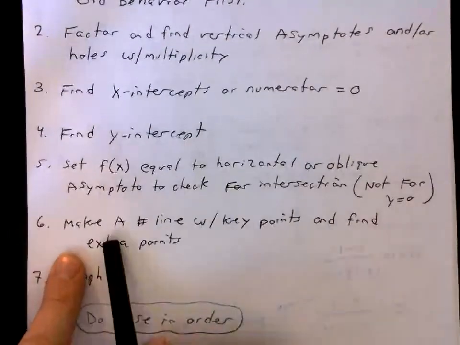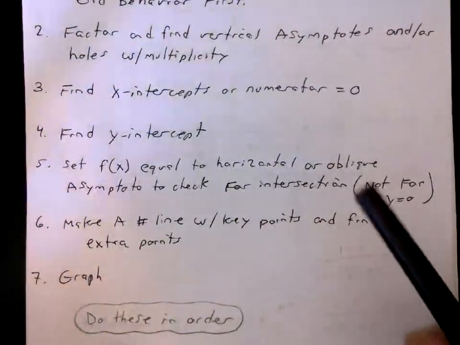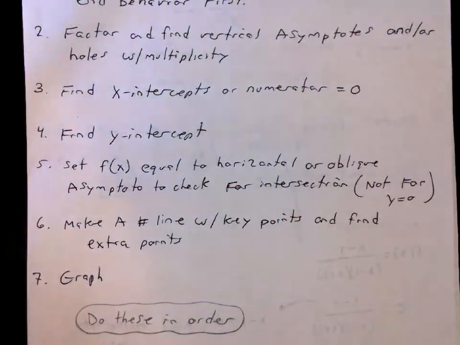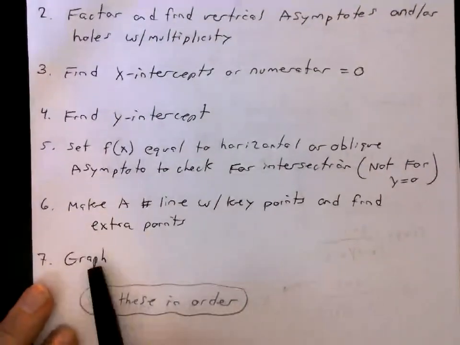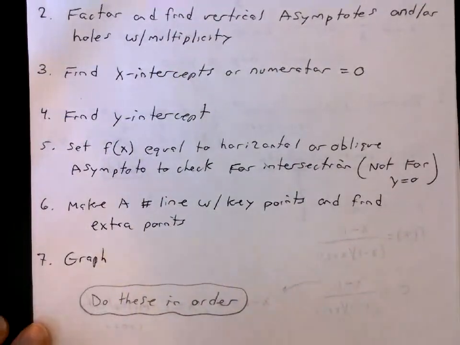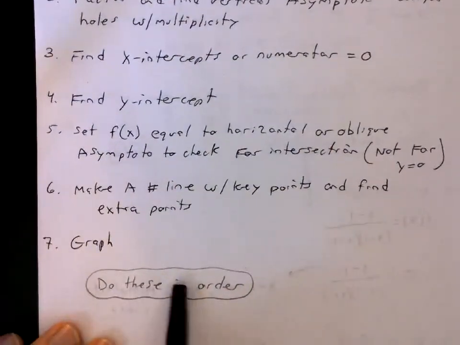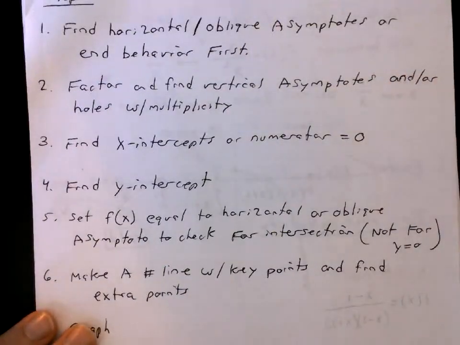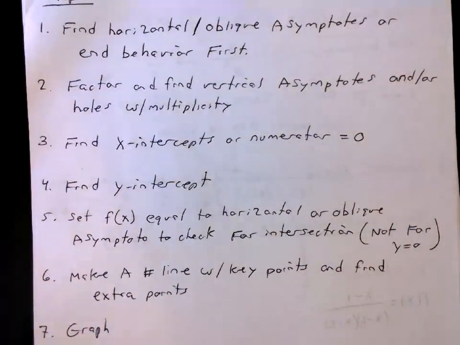Number 6 says make a number list with key points so you can effectively graph your function. Number 7 is to graph it. Make sure that you do these in order because that's like your recipe, and that makes your graph look more reasonable.